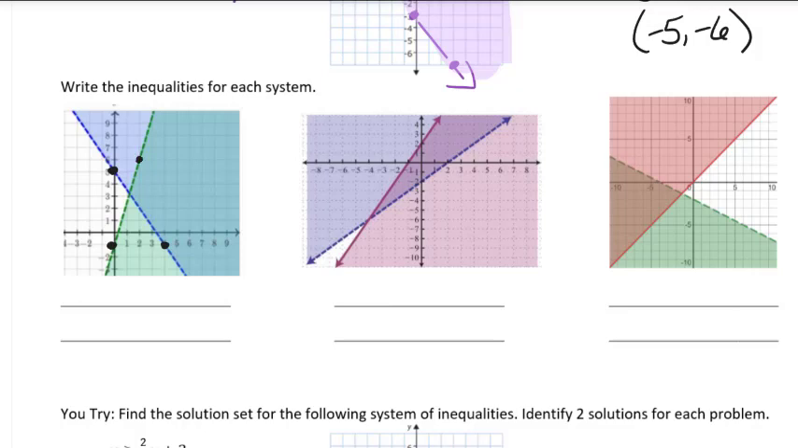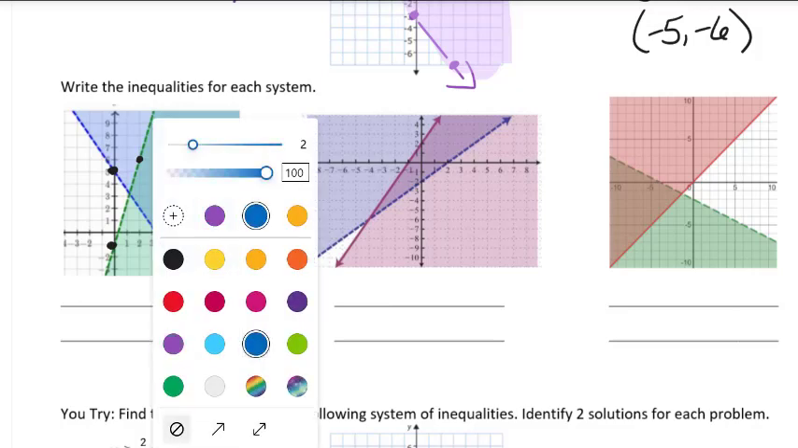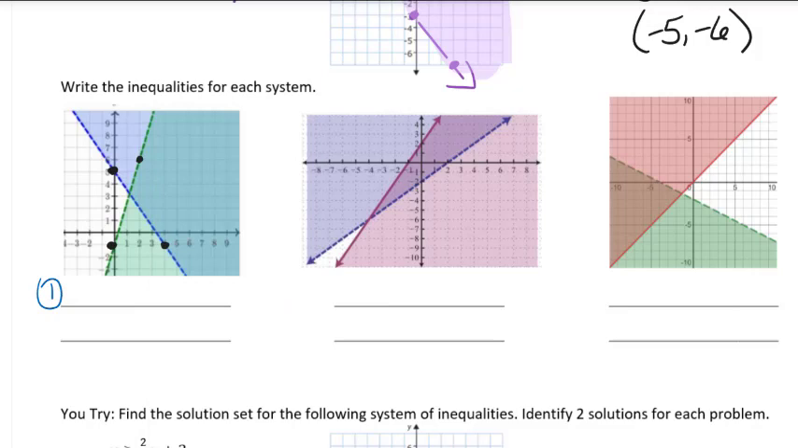And remember, when we're doing these, we have to find the slope and the y-intercept. The y-intercept is easiest to find. What is my y-intercept here? It looks like it is 5. So I know my b value is 5.